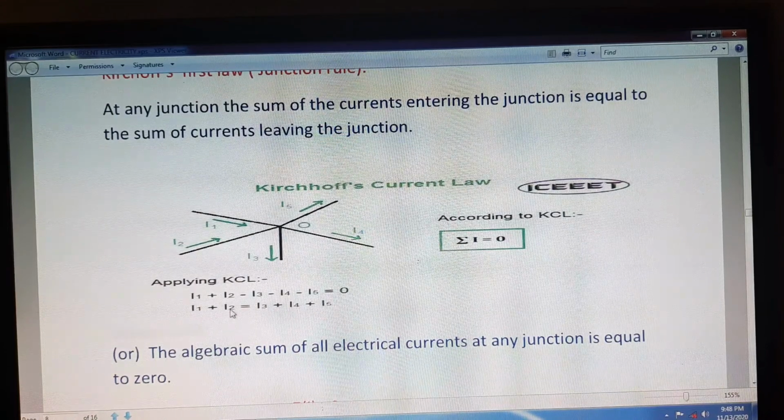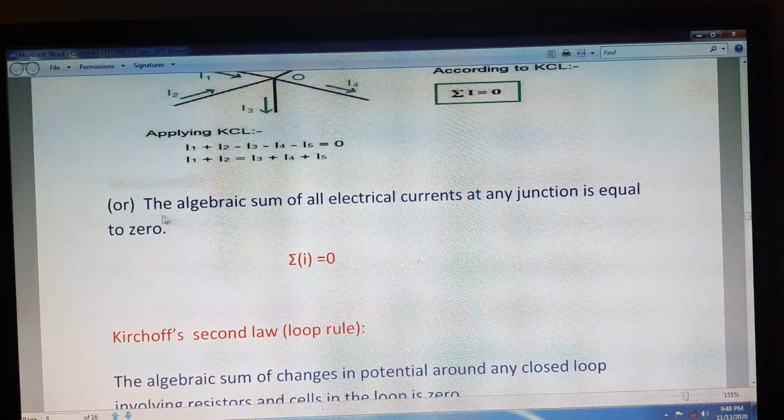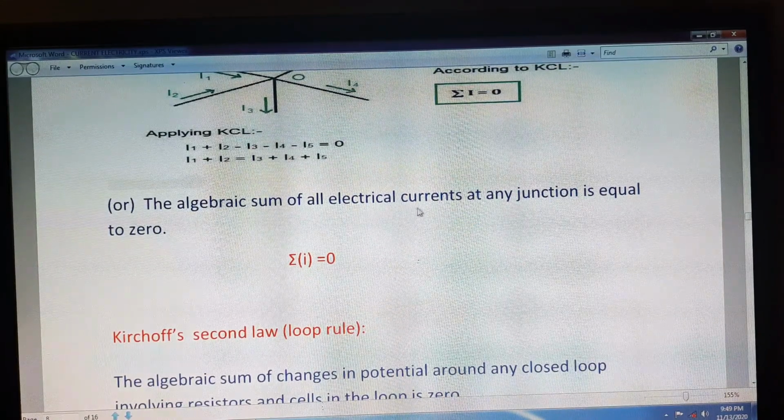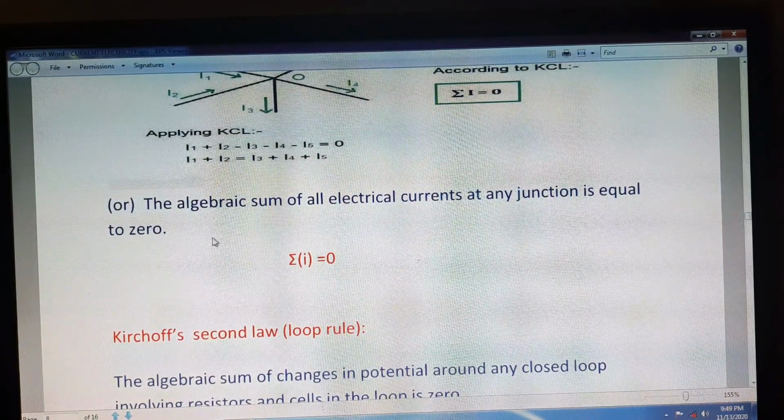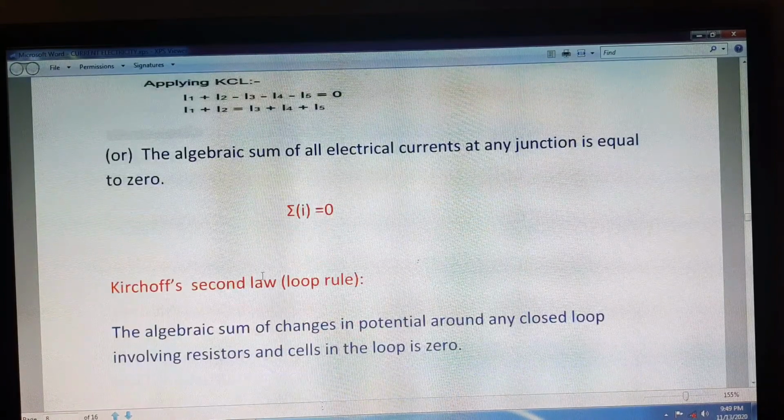So I1 plus I2 means the total sum of the current entering the junction is equal to the sum of the current leaving the junction. So I1 plus I2 is equal to I3 plus I4 plus I5. By Kirchhoff's first law, we can also write summation of I is equal to 0, which means the algebraic sum of all electric current at any junction is equal to 0.